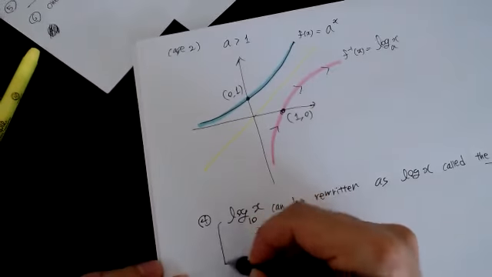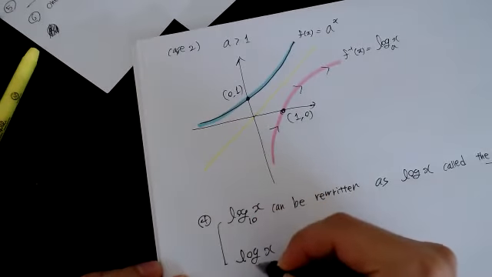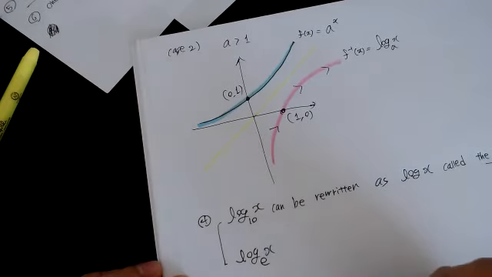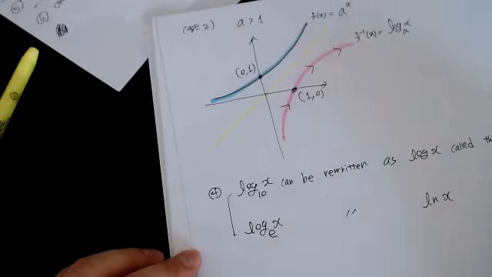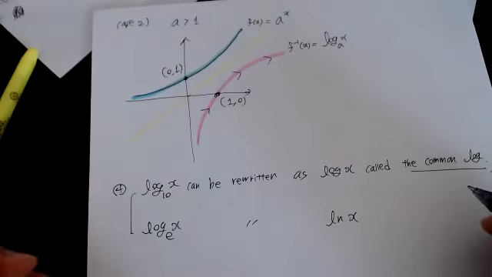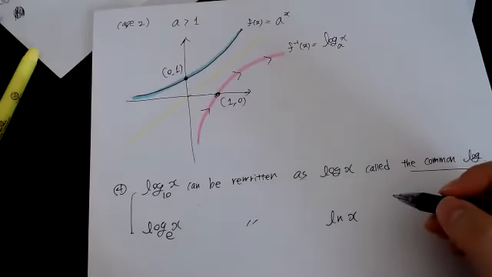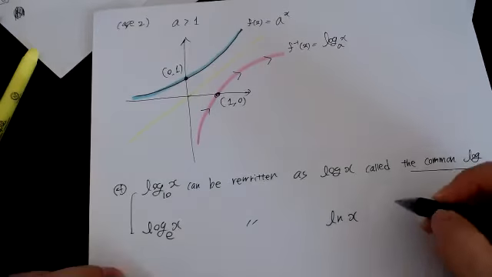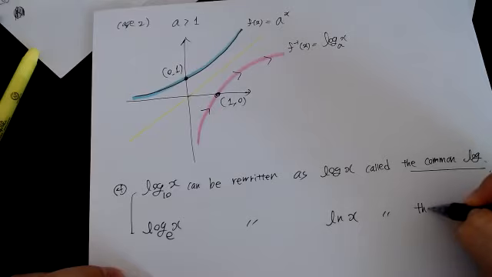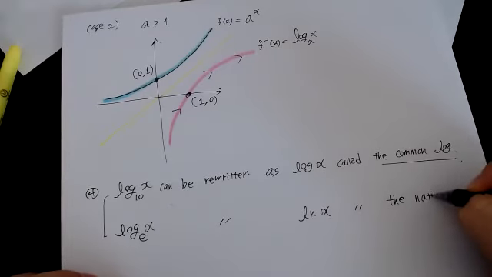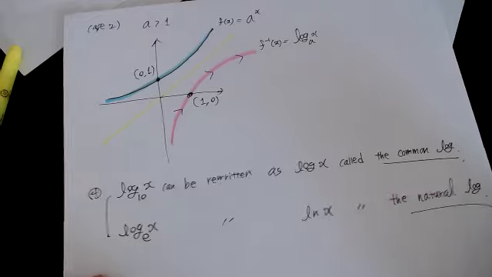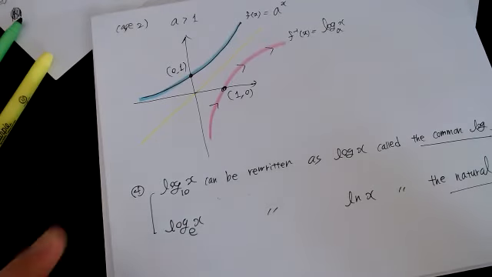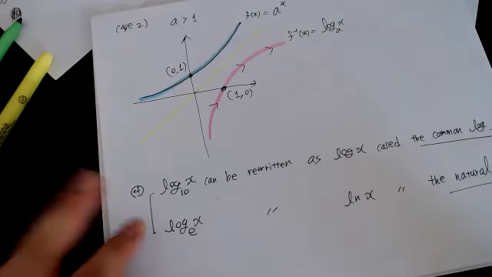And the other one, if the base is e, the natural number, then it can be written as just ln x. ln is the natural log. It means the log with the base e. That's called the natural log. So keep in mind these two special logarithmic functions.